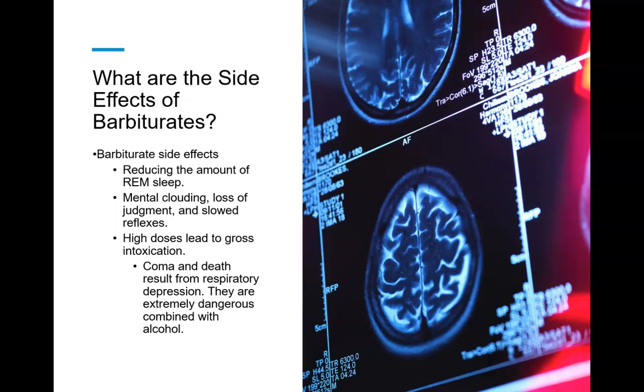Now, what are some of the different side effects of barbiturates? We will see a reduction in the amount of REM sleep. Again, because this is a depressant, mental clouding, loss of judgment, and slowed reflexes. Higher doses, because these are depressants, will lead to gross intoxication, similar to what we would see with alcohol, and coma and death will result from respiratory depression. And because they have similar effects to alcohol, you do not take them together. They are dangerous when they're combined with alcohol.